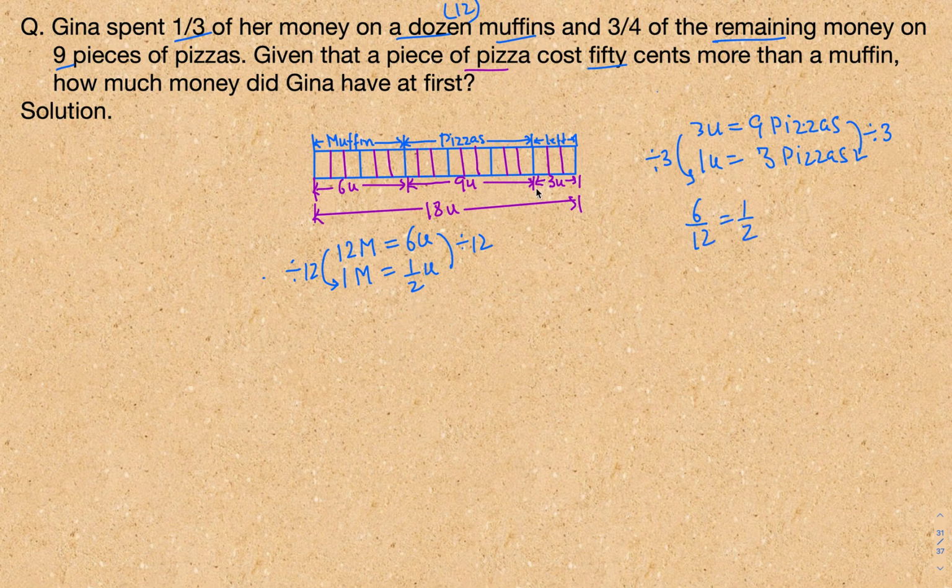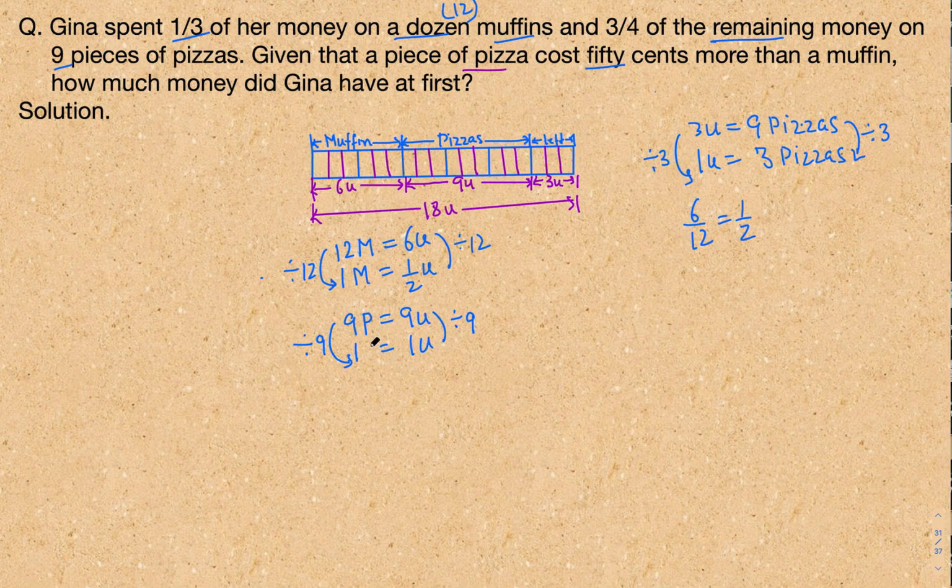Now how about the pizzas? She bought 9 pizzas with 9 units of money. So we can say 9 pizzas, let's represent pizza by P, is 9 units. So one pizza will be 1 unit. How do I get it? Simple, divide both sides by 9. So one piece of pizza is 1 unit.